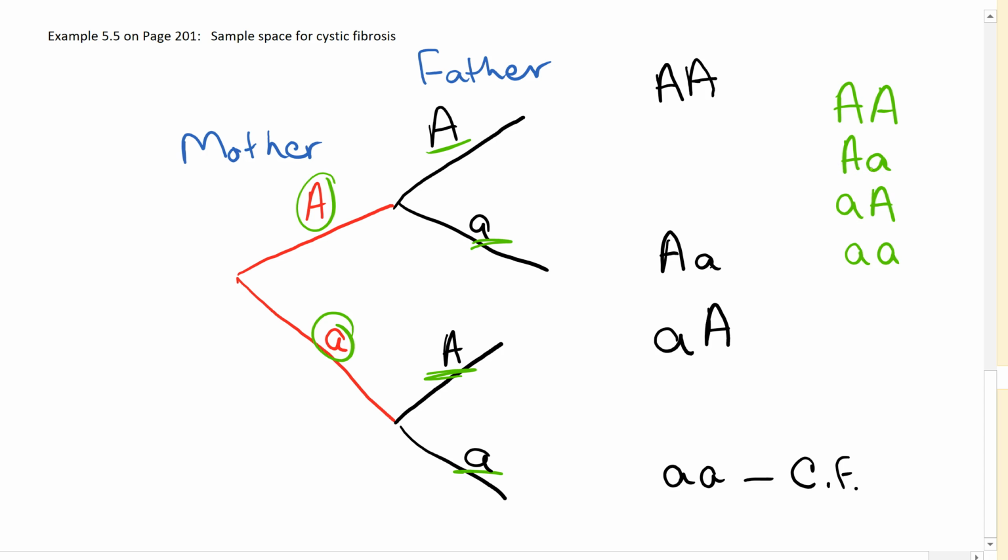These two look the same, but they're different because the first letters come from the mother and the second letters come from the father. The result is the same, but they're still different possible outcomes. Therefore, there is a 1 out of 4 chance, this one out of all 4 possibilities, of having cystic fibrosis.